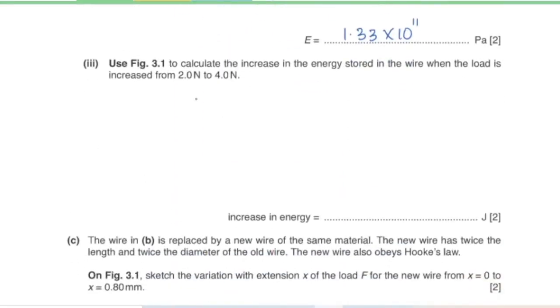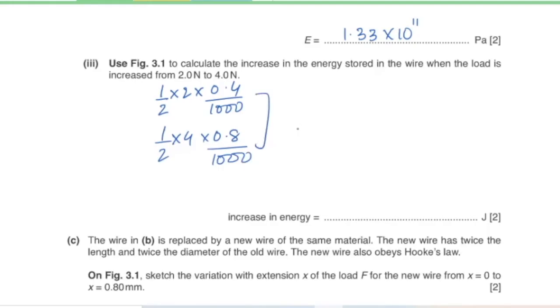So when the force being exerted on the wire was 2 newtons, we had an energy of half into 2 into 0.4 divided by 1000, and when the force was increased to 4 newtons, we had an energy of half into 4 into 0.8 by 1000, and the change in both these is going to be 1.2 into 10 to the power of negative 3 joules.